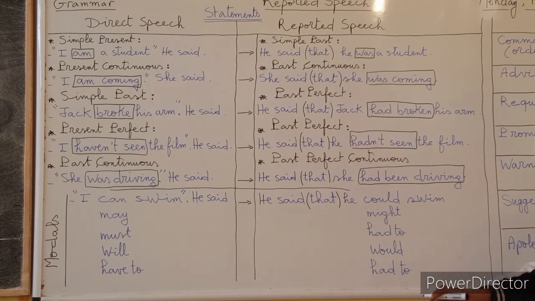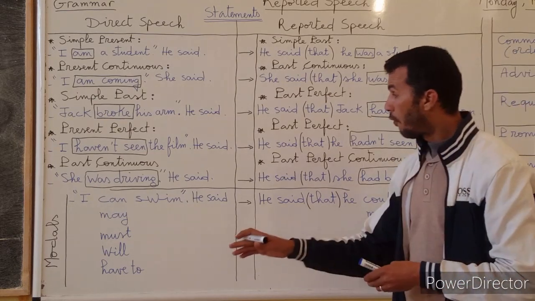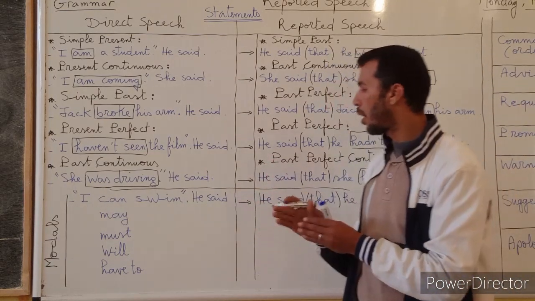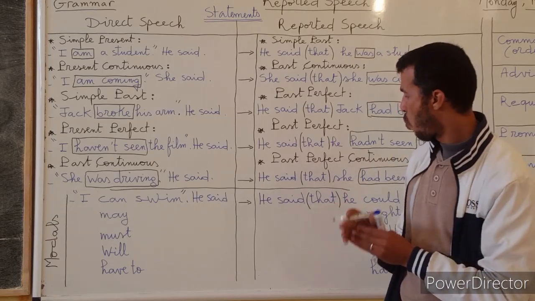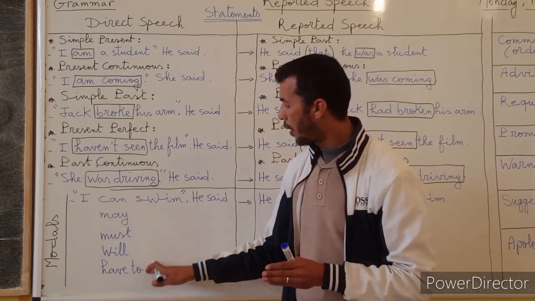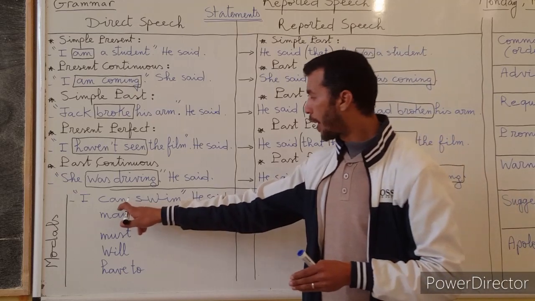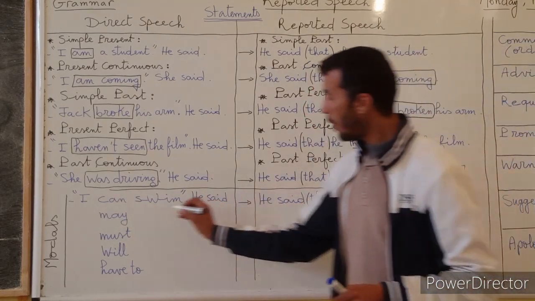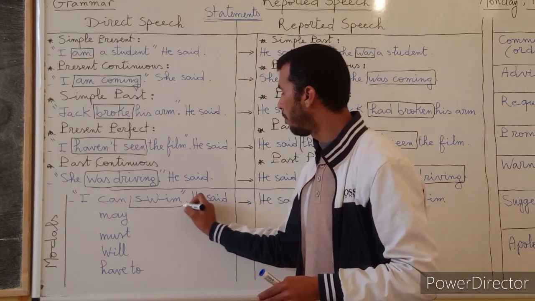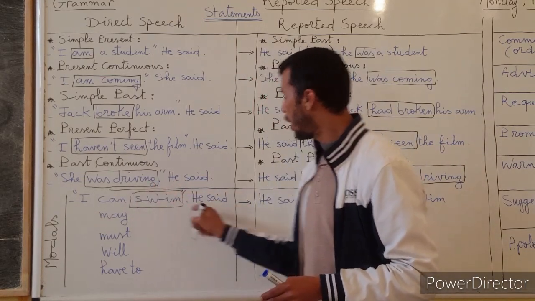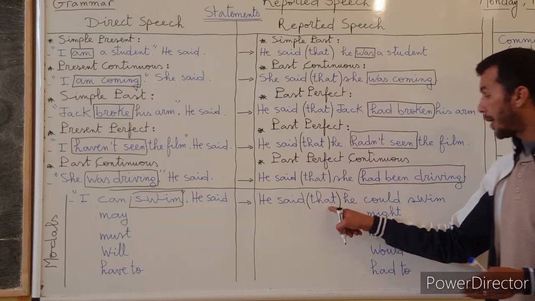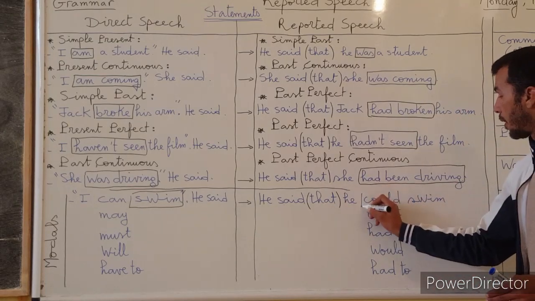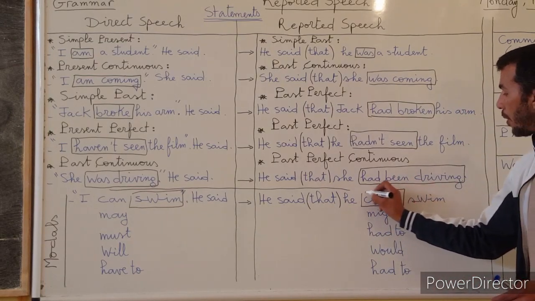Then we move to modals. For modals this is very easy, because we are not going to talk about all the modals, only what we have here. For can, it becomes could. Example: I can swim. He said that he could swim.